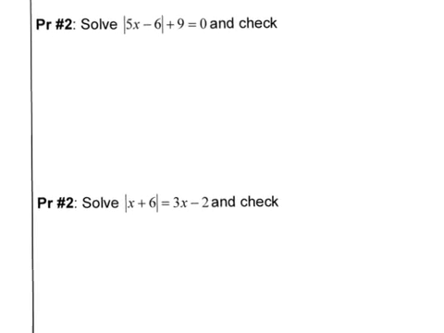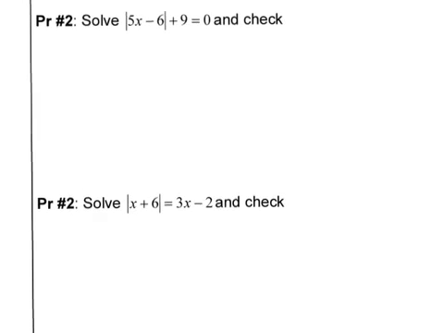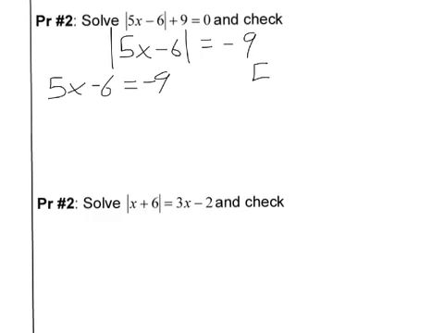Okay, now we got a different problem here. One of the first things we have to do with any absolute value is we have to get the absolute value all by itself. So we're going to have to move this -9. So we get 5x minus 6, absolute value equals -9, because we subtract 9 from both sides. And now if we were to solve this, remember, we would split it into 2. 5x minus 6 equals -9, and then we would do 5x minus 6 just equals +9.